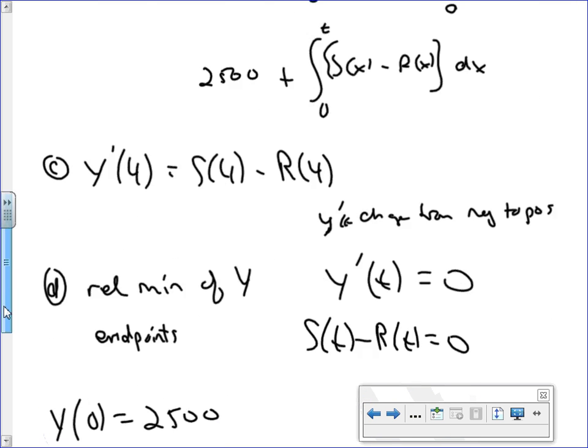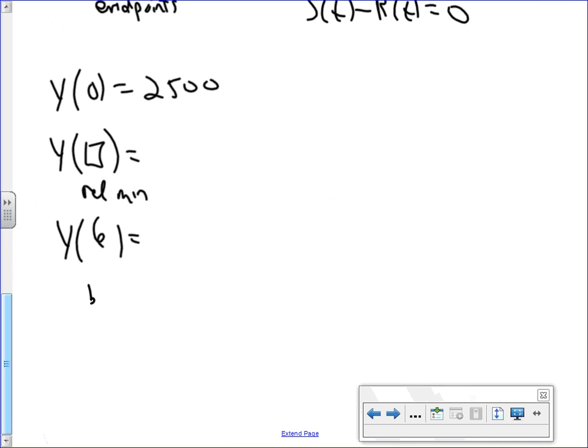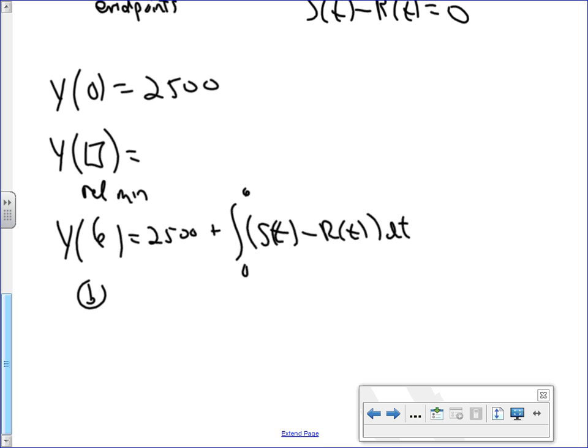So y of 6, go back to b. Let's look at b. It's going to be 2,500 plus the integral from 0 to 6 of s of t, or s of x, minus r of x, dt. X's, T's, whatever. If you put X's, it would be fine. The little thing at the top is just because they're supposed to be two different variables. You change from one to the other.